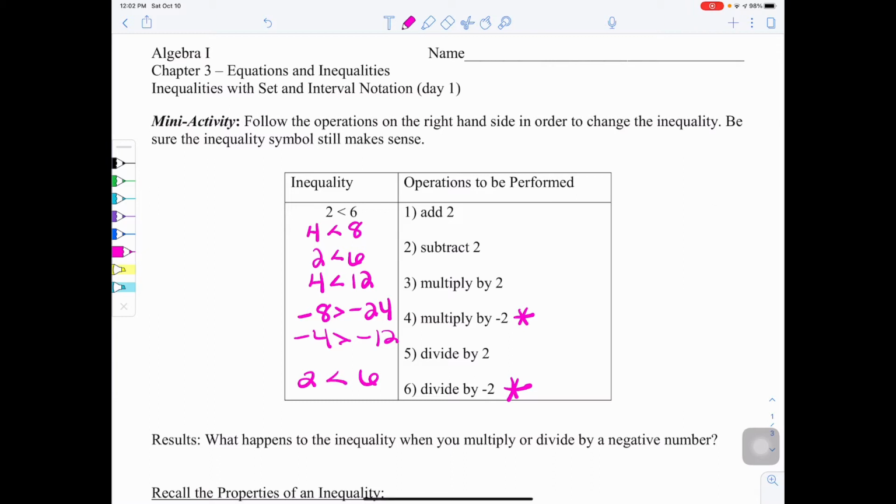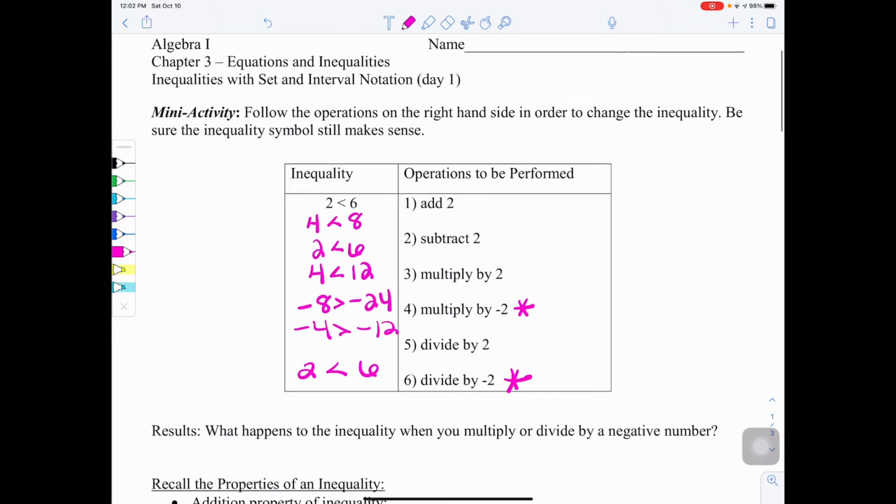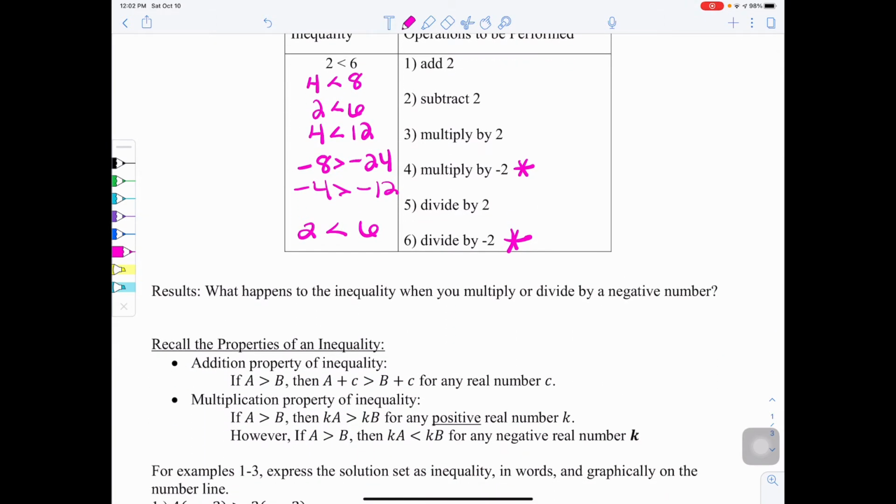So what happens to the inequality when you multiply or divide by a negative? The symbol flips or switches, however you want to think of it. And that only happens when we're multiplying or dividing by a negative number.